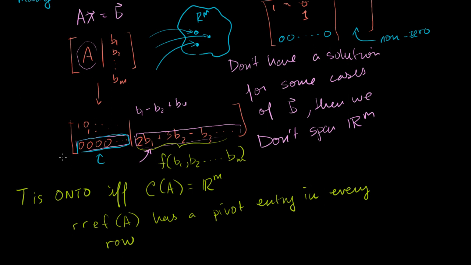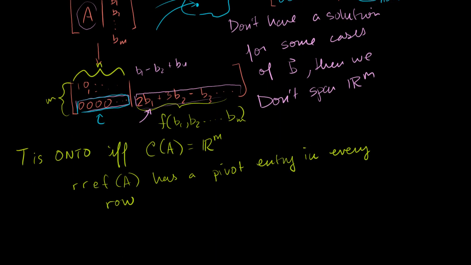And how many rows does it have? This is an m by n matrix. It has m rows and n columns. So it has a pivot entry in every row. That means that it has to have m pivot entries right there.